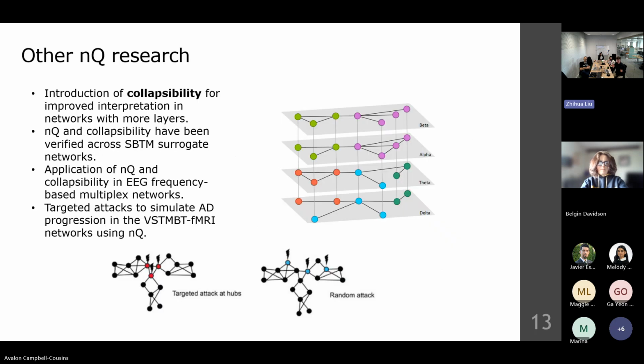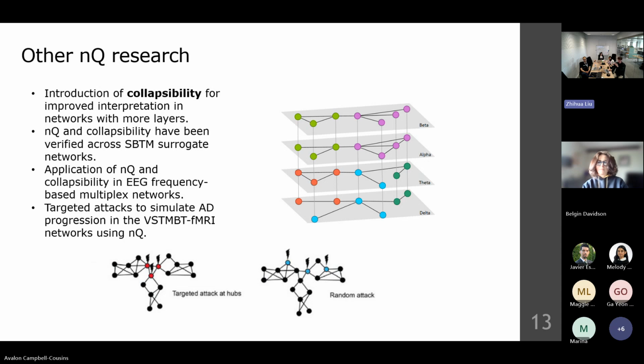And then we did a bunch of other stuff with nodal modularity that I can't get into today, but I'll very briefly run over it. We introduced this measure of collapsibility, so it allows us to look at the variability of nodal modularity across multiple layers of the network. The importance of this is that if you have a system with hundreds of network layers, having nodal measures for every single one of them is very difficult to interpret, but looking at the variability across the network is much easier. Nodal modularity and collapsibility have been verified across a number of surrogate network analyses that we did.